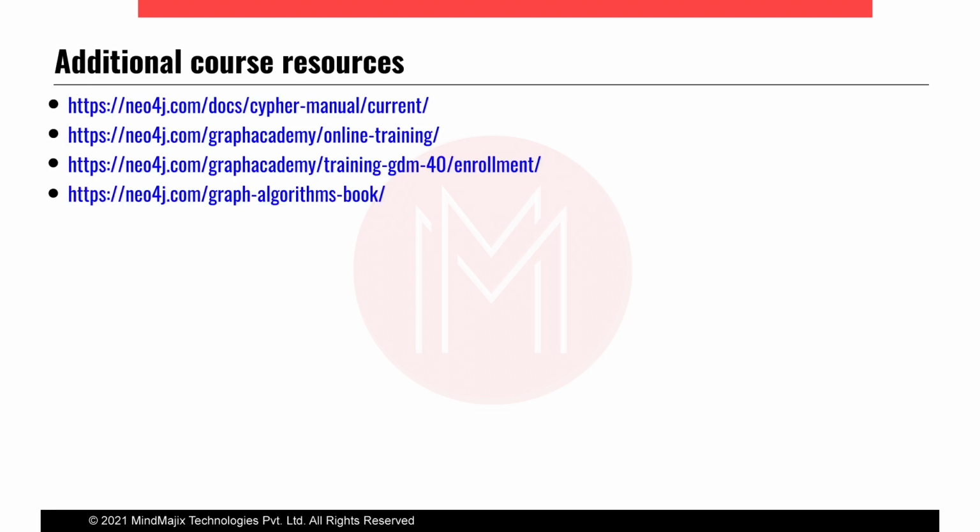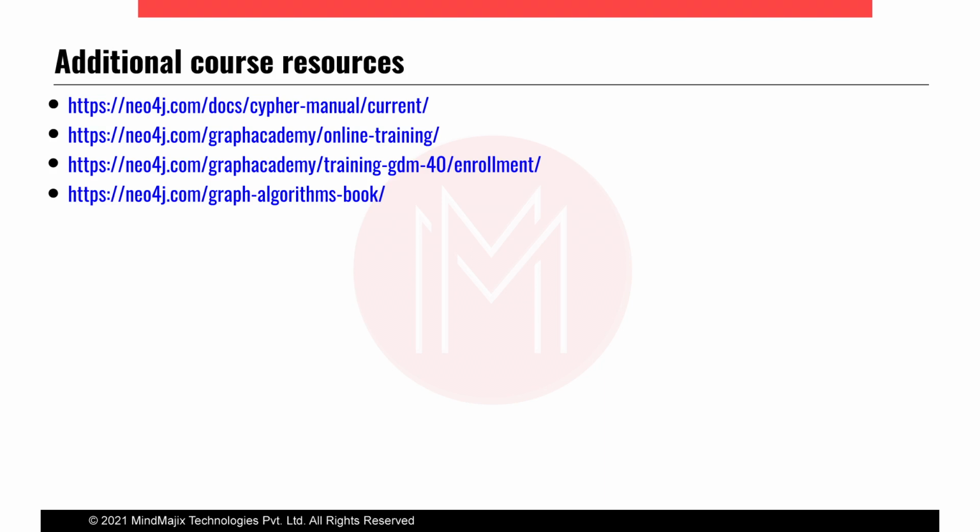Just to refer to the additional course resources you have, you can always visit neo4j.com, because not much data is available online. neo4j.com is the best website to understand everything with respect to Cypher. The first link will take you through the manual, the reference document, which we have in any product. We also have the Graph Academy of Neo4j, where they give some sample training. You can refer to that as well. The second and third links will help you with that.